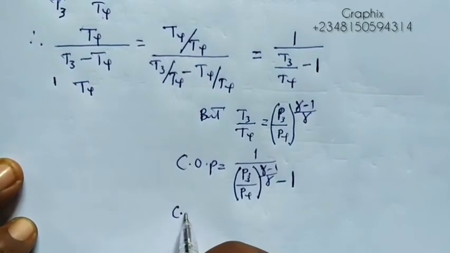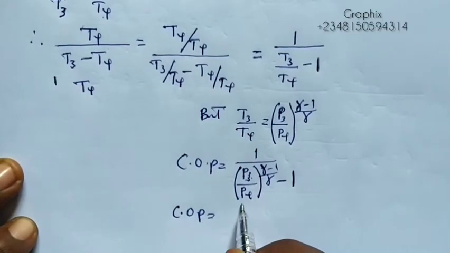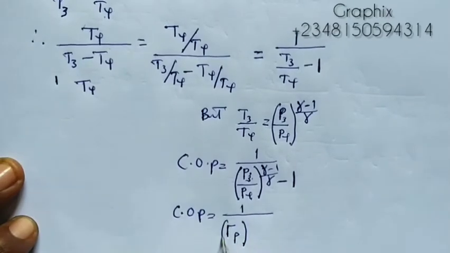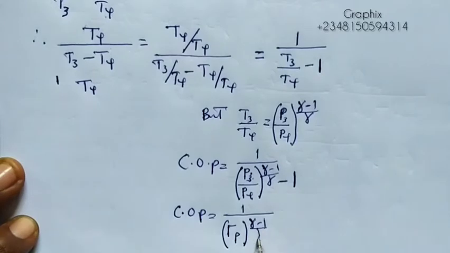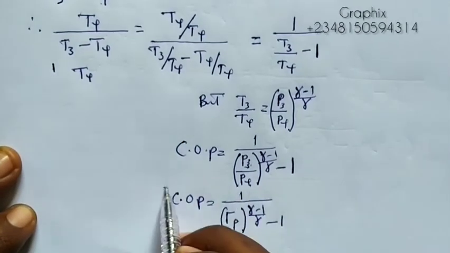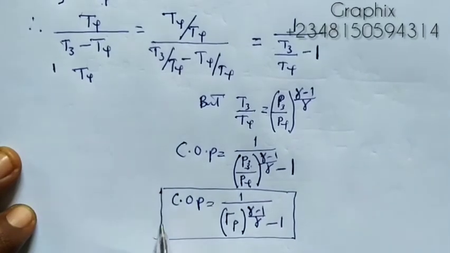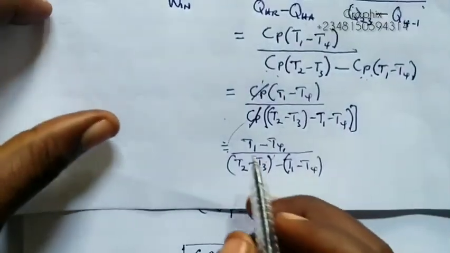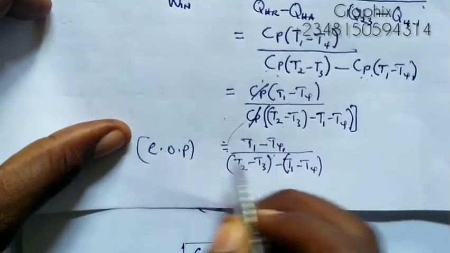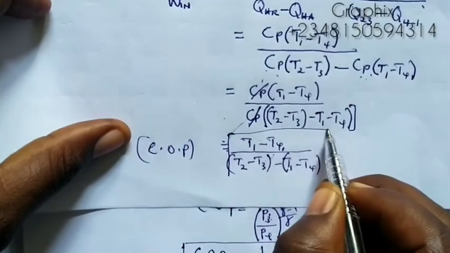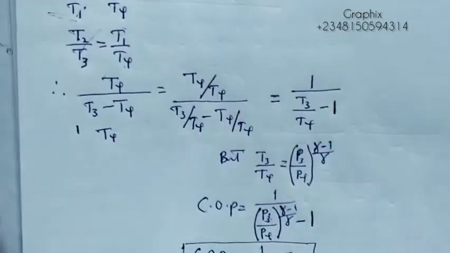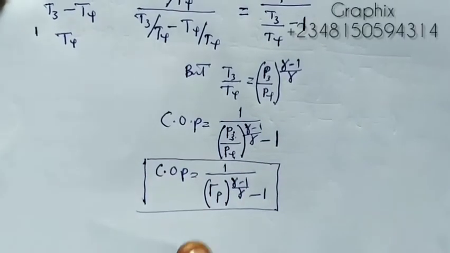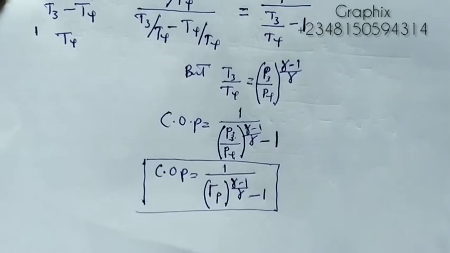So the COP will now be, P3 over P4 is our compression ratio, so I write RP raised to the power of gamma minus 1 over gamma, minus 1. Whenever we are told to look for our COP, we can use this formula, or this formula here, or this one. So don't forget that. This is when we are dealing with isentropic compression. Let's take an example and see how we are going to solve a question using this particular formula.